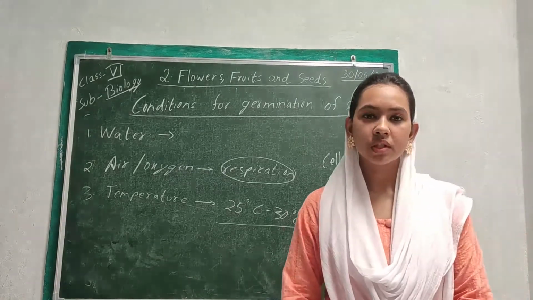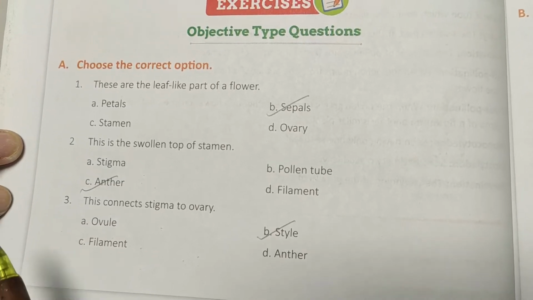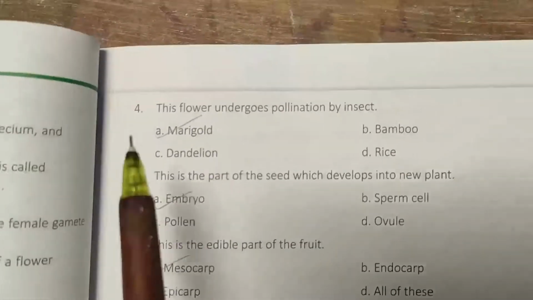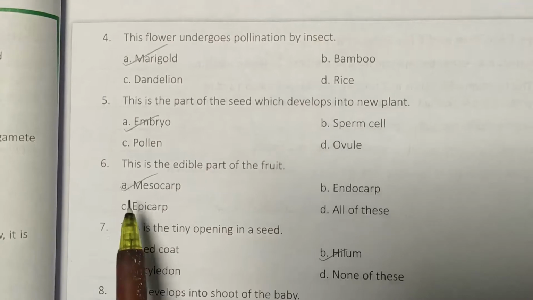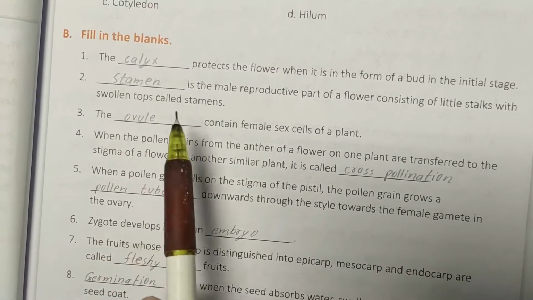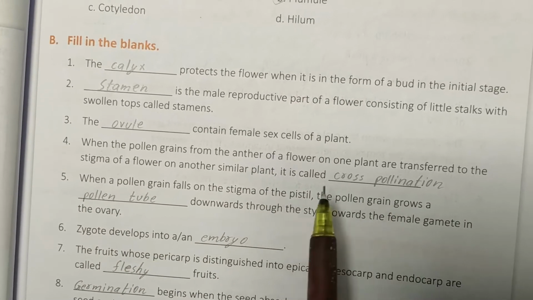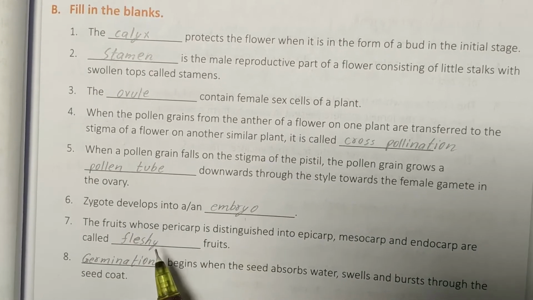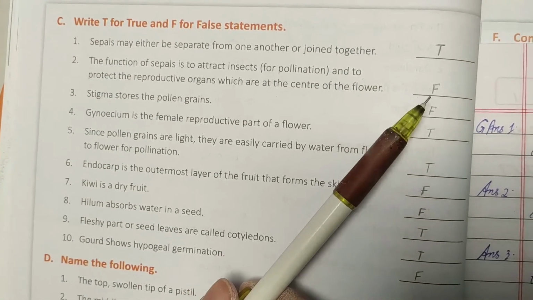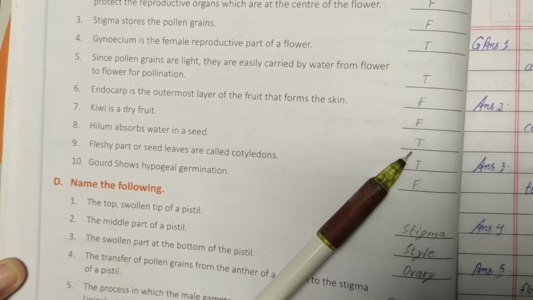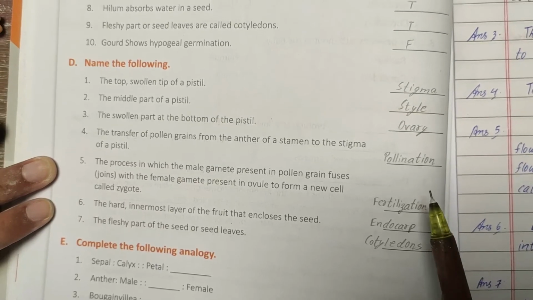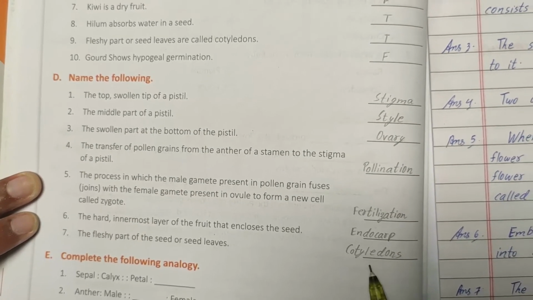I will now give you the objective type questions. This is on page number 36. The first one is B, 2C, 3B, 4A, 5A, 6A, 7B, 8B. Calyx, stamen, ovule, cross-pollination, pollen tube, embryo, fleshy, germination. True, false, false, true, true, false, false, true, true, false. Number D: stigma, style, ovary, pollination, fertilization, endocarp, cotyledons.